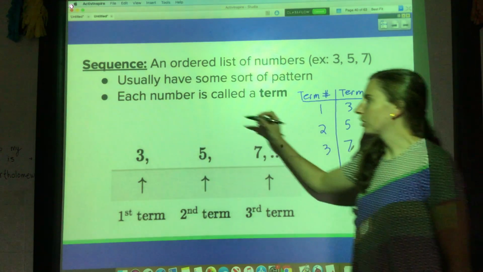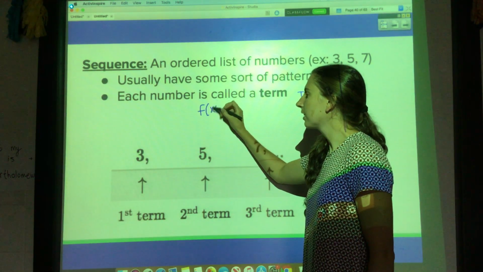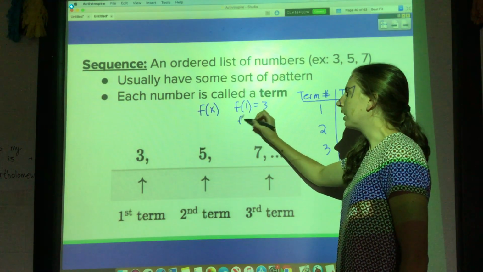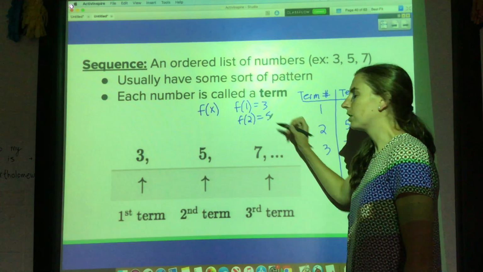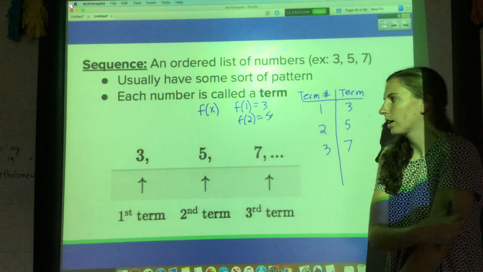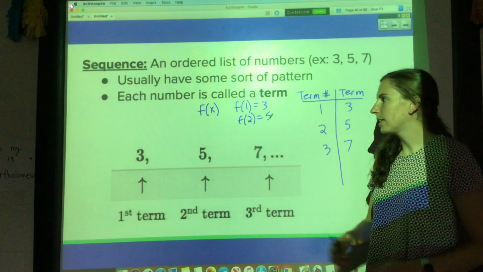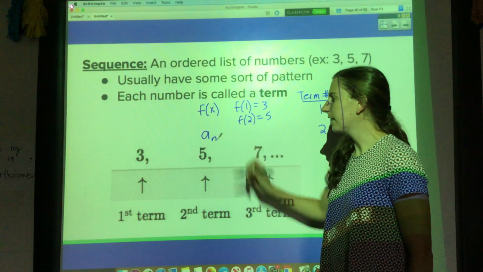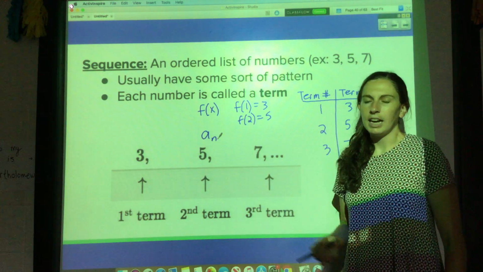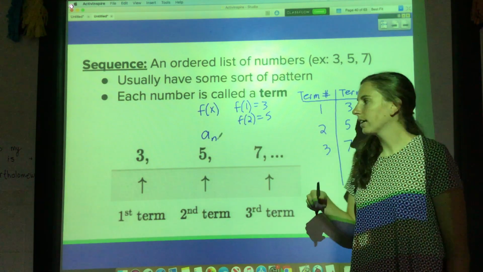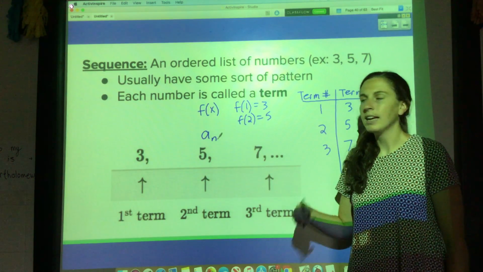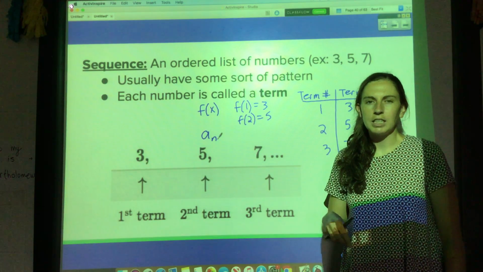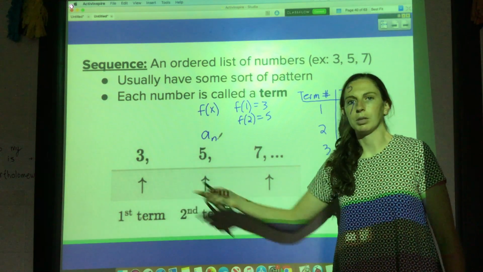If we wanted to make a function for it, we could write f of x. We could say if I put in 1, I get the term 3, and if I put in 2, I get the term 5, and so on. But typically when we talk about sequences like this, instead of f of x, we use the notation a sub n. It literally means the same thing as f of x. Instead of f, we use a, and instead of an x for the input, we use n, which stands for number, just which term number it is.